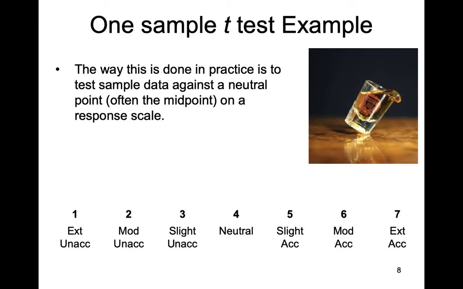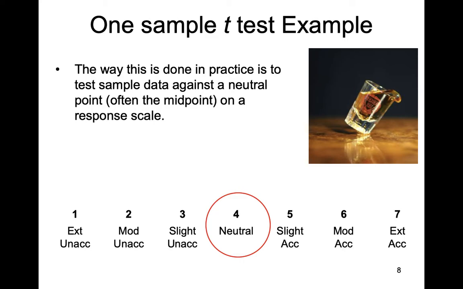This response scale could range from 1 to 7, 1 being extremely unacceptable, 7 being extremely acceptable, and the middle point is 4, which represents a neutral attitude, not feeling one way or the other, not feeling that underage drinking is unacceptable and not feeling that it's acceptable. So that neutral point becomes a way to identify what would be consistent with a null hypothesis.